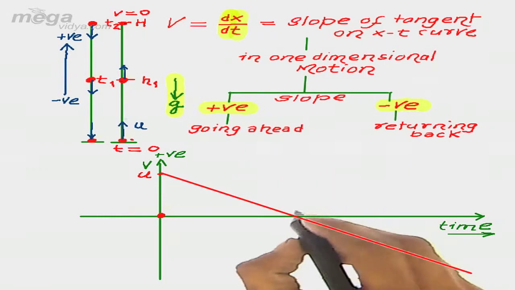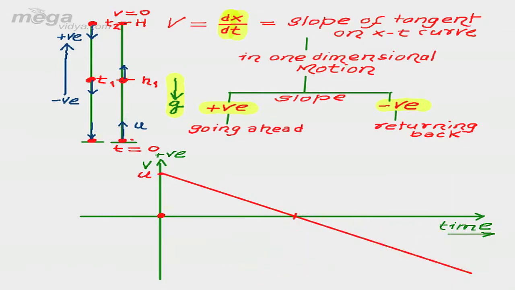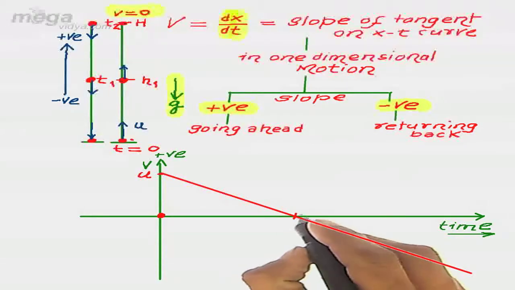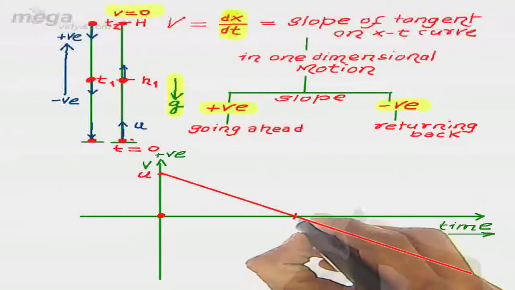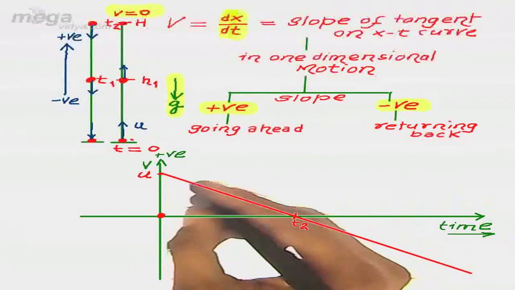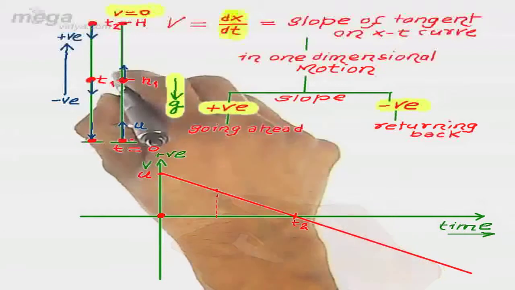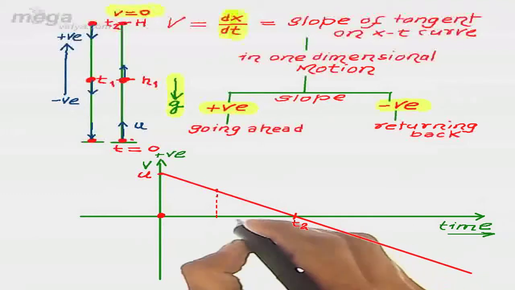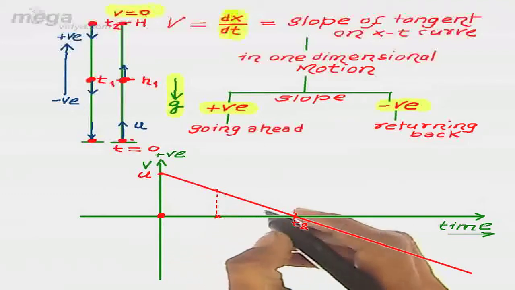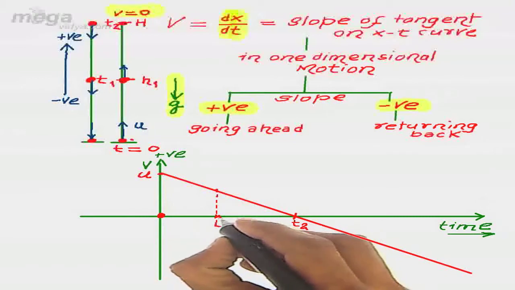Just consider, say this is the time when it reaches its maximum height. No doubt, at maximum height, its velocity becomes 0. So, we have taken it here on the time axis. This time is t2. At some other time less than t2, it was here at height h1. So, I am just taking randomly its time when it reaches height h1 as t1.